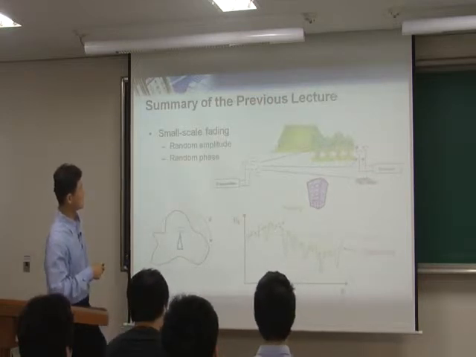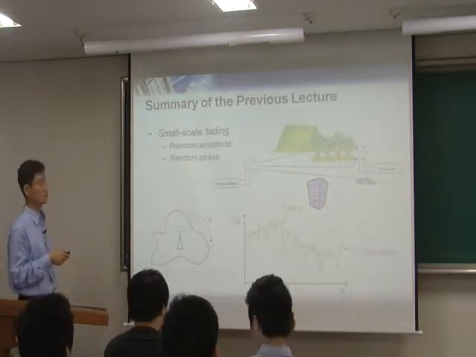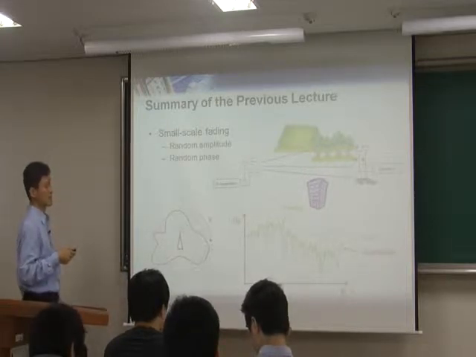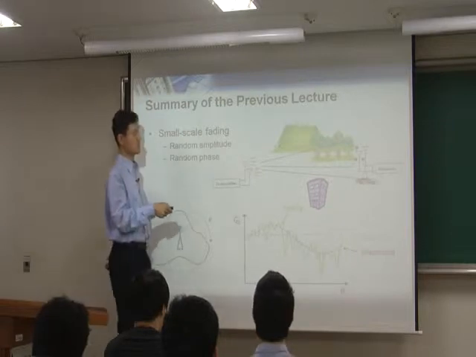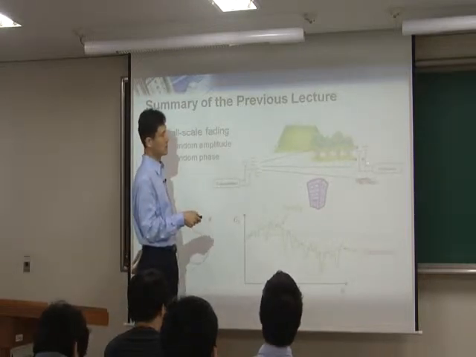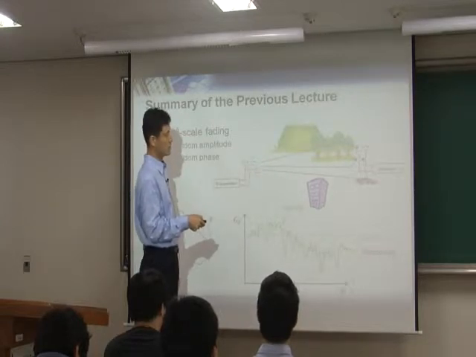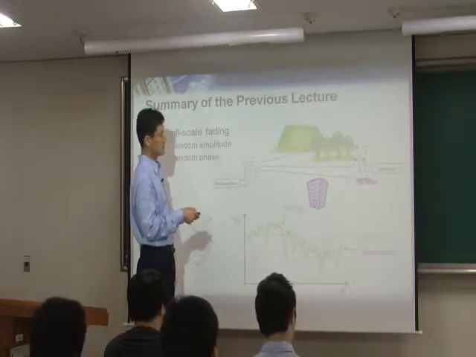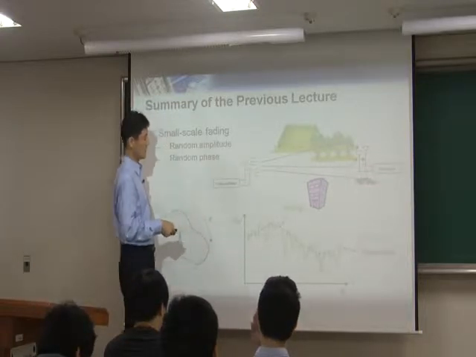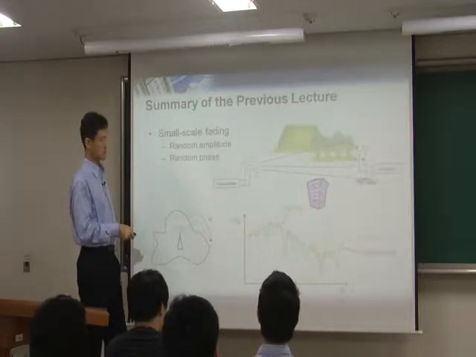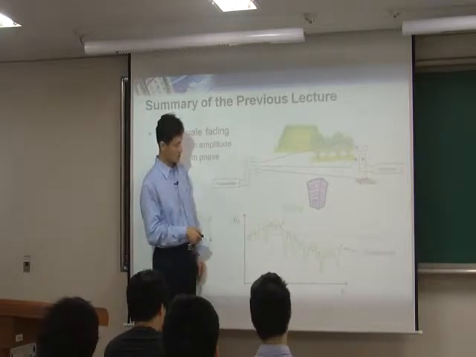So let's briefly recap what we learned last week. Last week we talked about small scale fading, right? And small scale fading occurs because of the scattering around the receiver. For example, the leaves on the tree and some of the moving objects around you, there will be some small reflections and scattering around you. So those things will contribute to make a small scale fading, or sometimes called fast fading.